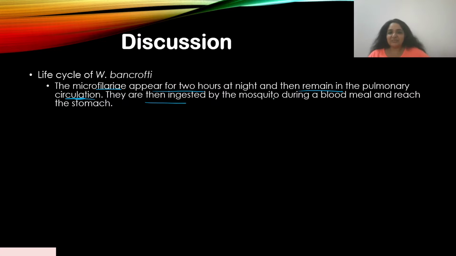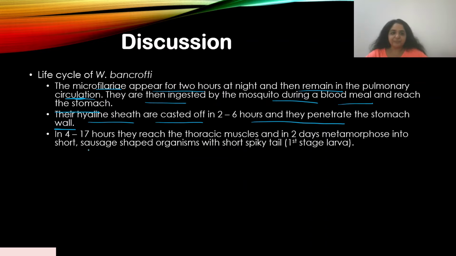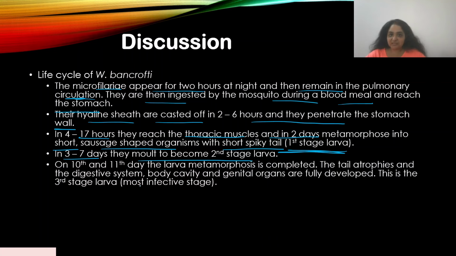Okay, they are then ingested by the mosquito during a blood meal and reach the stomach. Their hyaline sheaths are cast off in 2 to 6 hours and they penetrate the stomach wall. Now, in 4 to 7 hours, they reach the thoracic muscles, and in 2 days metamorphose into a short sausage-shaped organism with a short spiky tail. So, this is the first stage larva. And in 3 to 7 days, they molt to become second stage larva. Right, so all this is happening inside the mosquito.